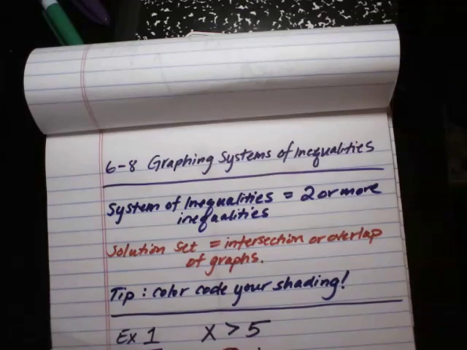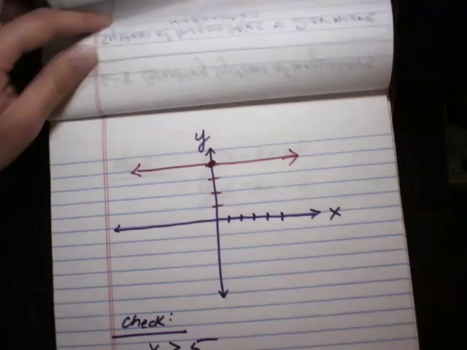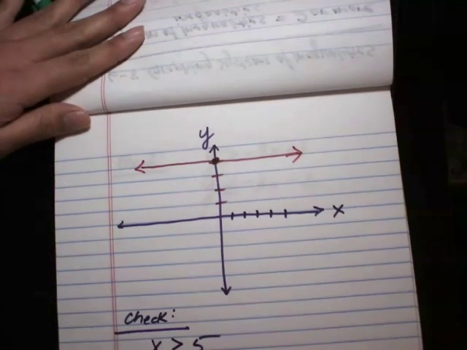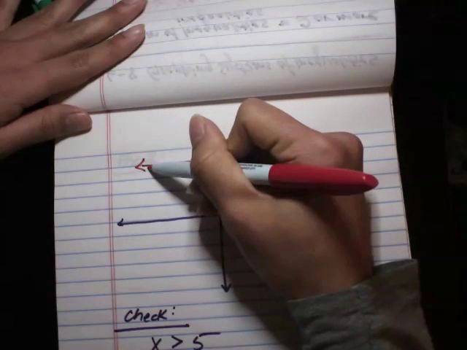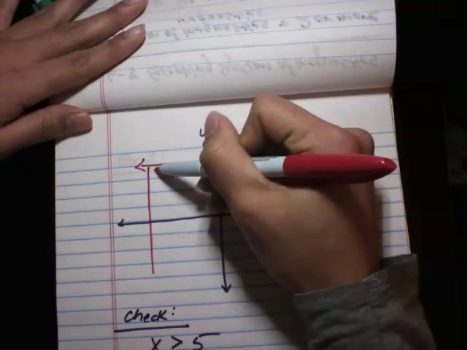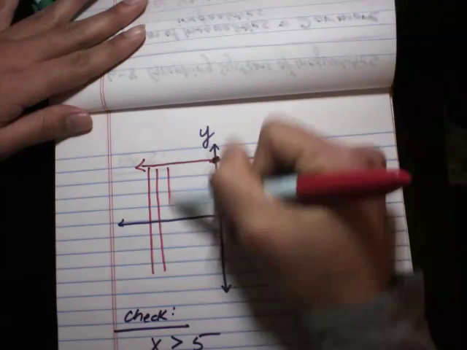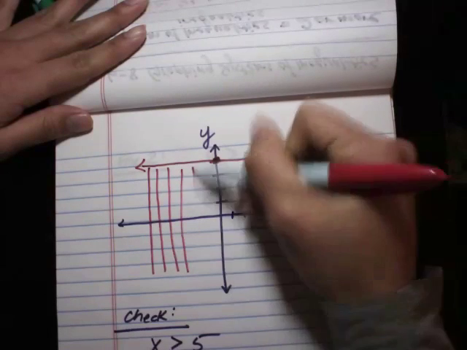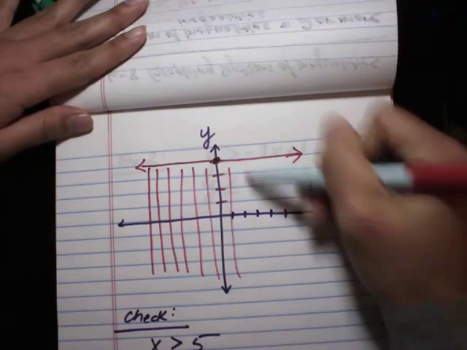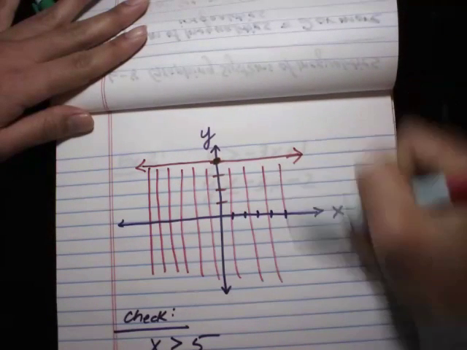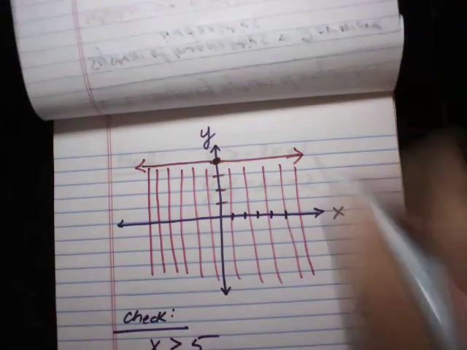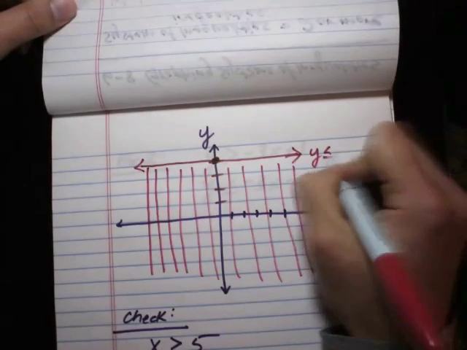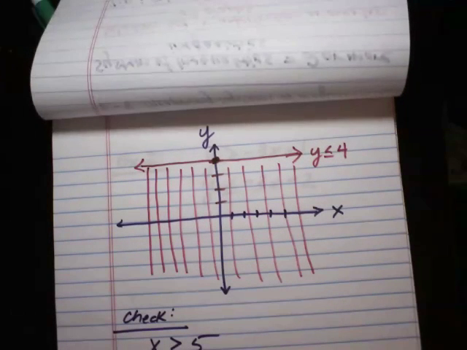So what we're going to do is go to our graph and shade. Now be very careful when you shade. What you like to do is make a line perpendicular to your boundary line. Make sure it's perpendicular to your boundary line. What you have is this bottom region shaded. So that is the graph of y is less than or equal to 4. I'll write it right here. Y is less than or equal to 4.